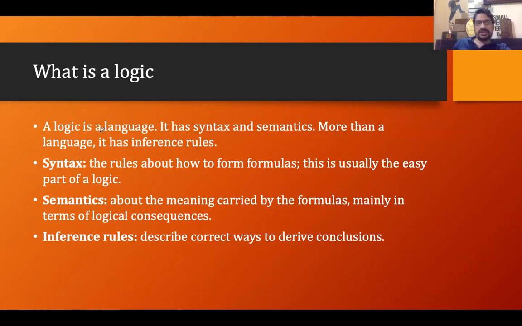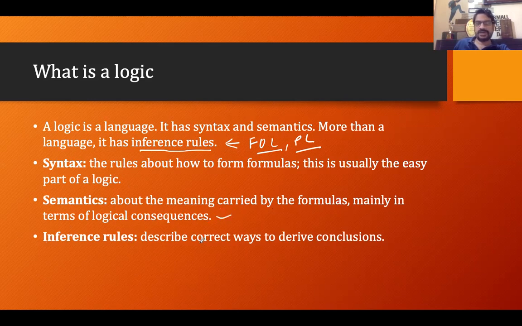So what is a logic? A logic is a language that has syntax and semantics. More than the language, it has inference rules. Generally, we'll use the inference rule in first order logic or predicate logic. So we have syntax, the rules about how to form formulas. This is usually the easy part of the logic. Then semantics is about meaning carried by the formula, mainly in terms of logical consequences.